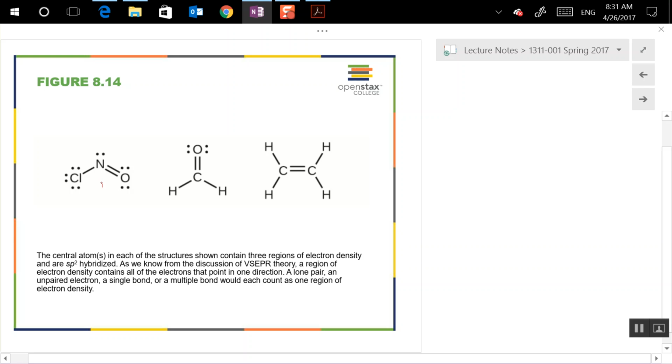What is the hybridization of this nitrogen? We have to count. How many sigma bonds are on the nitrogen?